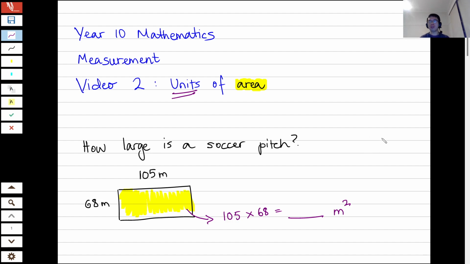Now, for most of you, I suspect that when we wrote this m and this little 2 above, it was a bit confusing. So I'm hoping to try to clear up any confusion about this, and then we'll learn about different units for larger and smaller areas as well. So more coming in future videos about how we actually calculate areas. Today we just want to describe the units.